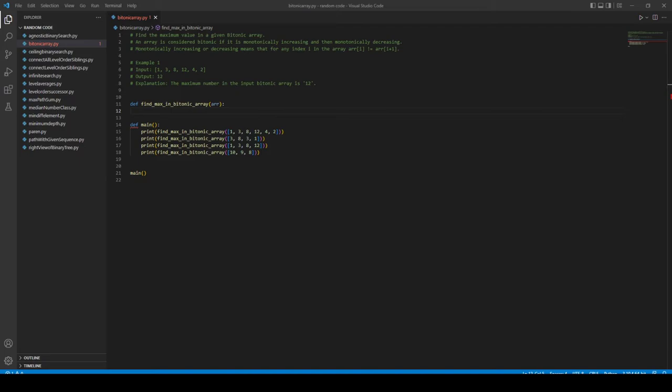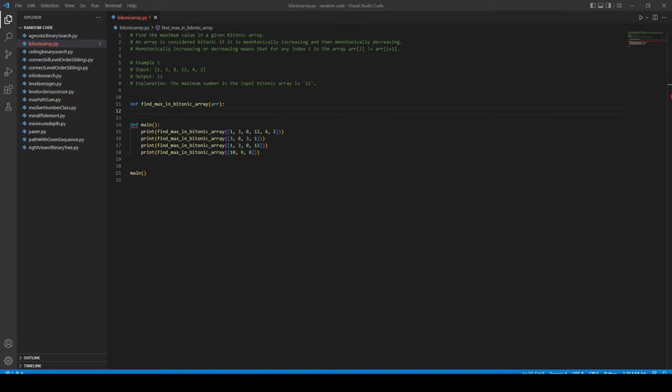All right. So today we're doing a different problem called Bitonic Array Maximum. The problem statement is: find the maximum value in a given bitonic array. An array is considered bitonic if it is monotonically increasing and then monotonically decreasing.